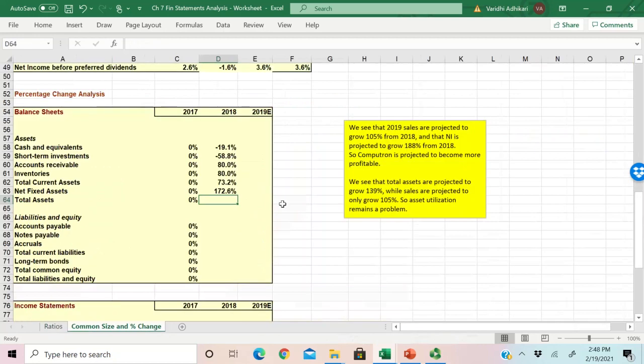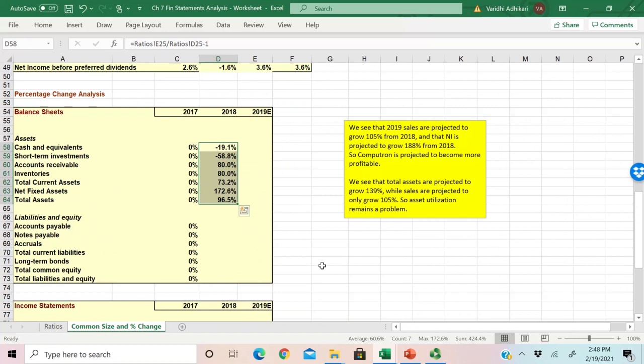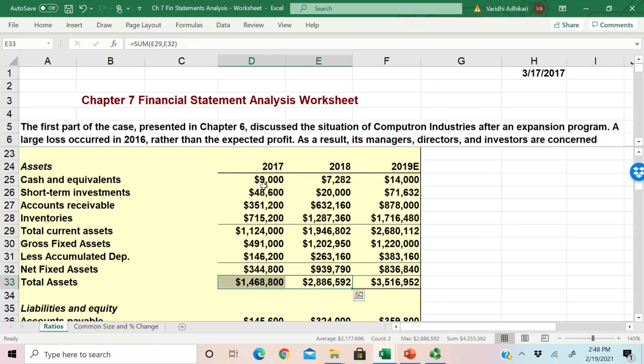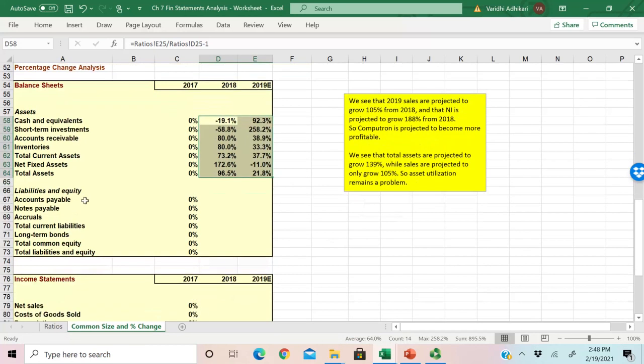Then total assets. I think the next item is total assets, so I can drag it down. Total assets increased by 95%. 100% would have been double, so 95% is almost double. And because we are comparing item to item and comparing to the previous year, we can actually drag it across and get the 2019 number.